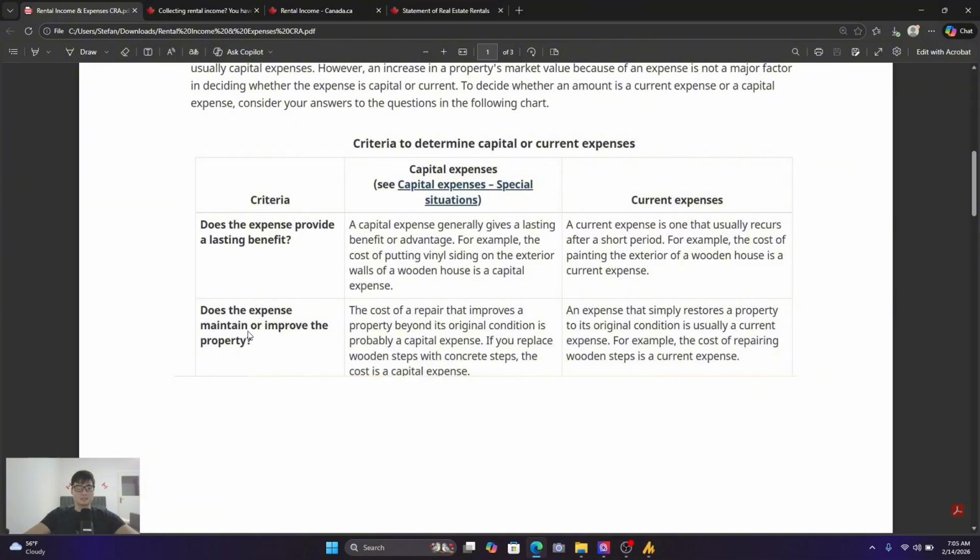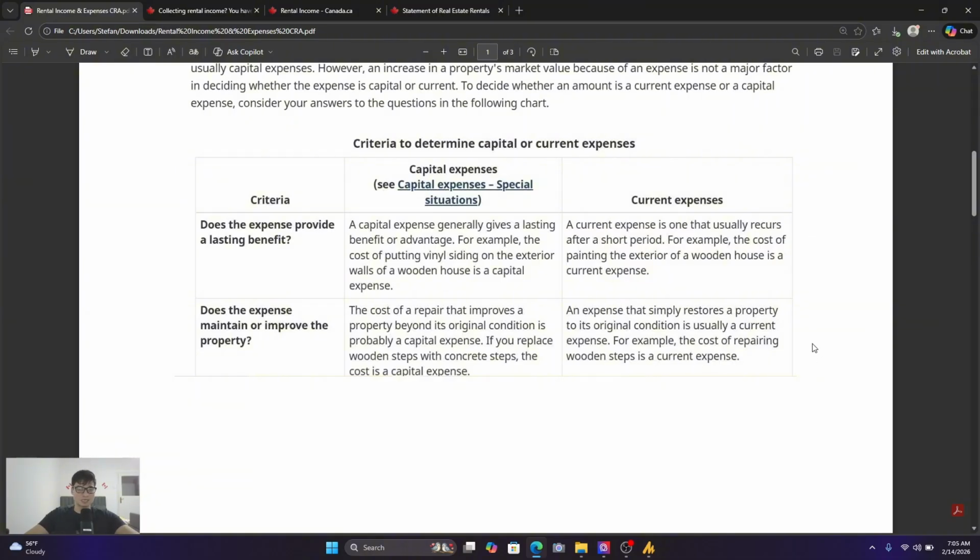Does the expense maintain or improve the property? So the cost of a property improvement that goes beyond its original condition is probably capital. If you replace wooden steps with concrete steps, the cost is capital. However, it says here, an expense that simply restores a property to its original condition is a current expense. For example, the cost of repairing wooden steps is a current expense.